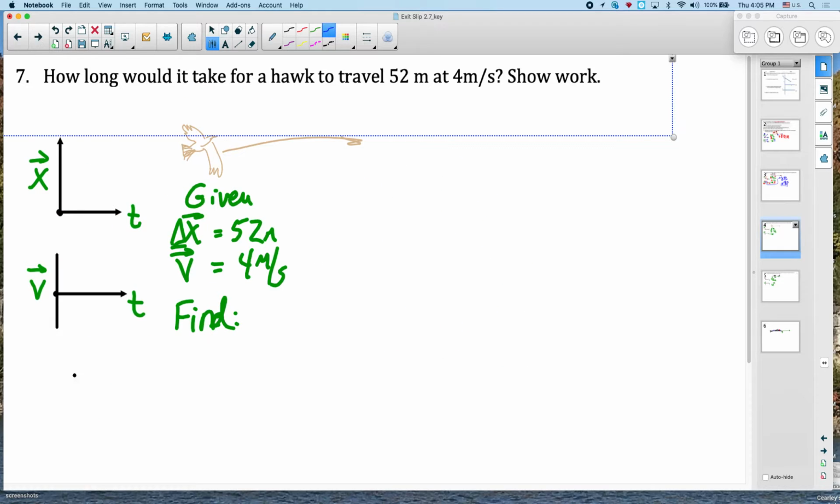How long would it take for a hawk to travel 52 meters at 4 meters per second? Show your work. Again, if we say the starting position is 0 here, and we say to the right is positive, we get a similar shape for our position versus time graph. We know that the final position is 52 meters. We don't know the final time. If this is a positive constant velocity, our velocity versus time graph looks like this.